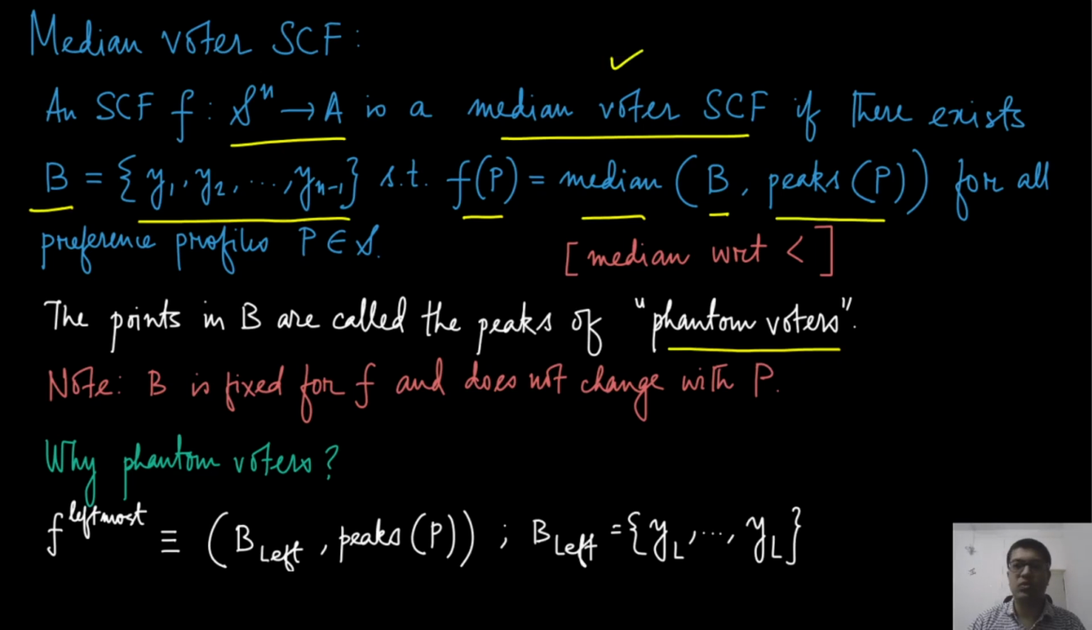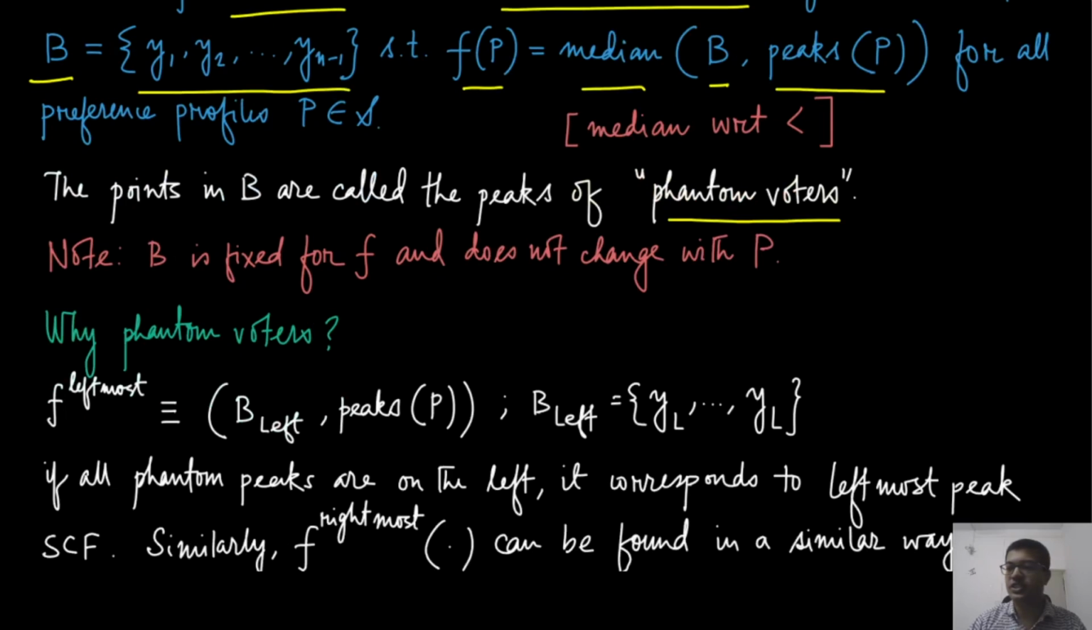If that holds, then we call this social choice function a median voter social choice function. Now, what is the reason that we have used these phantom voters? Because by changing the phantom voters appropriately, we can consider all possible cases: the hottest temperature, the coldest temperature, or any kth coldest temperature as well. So for instance, if we want a social choice function which picks the leftmost alternative, or the coldest temperature, then we can pick all these phantom peaks to be YL, which is the leftmost point.